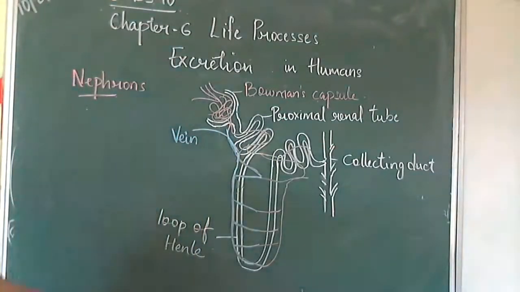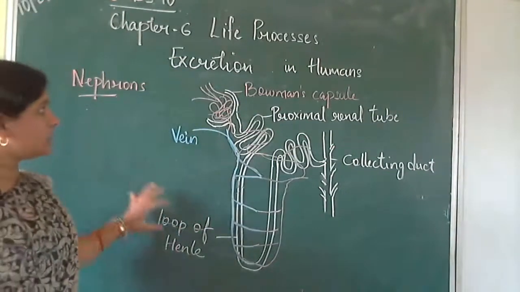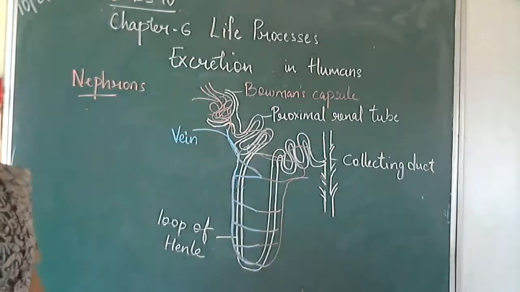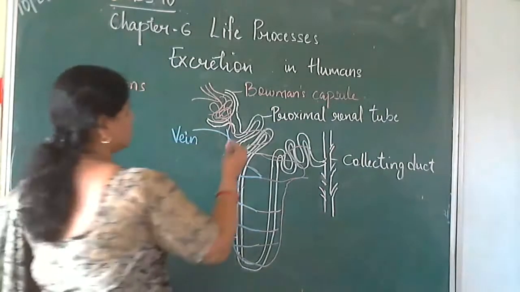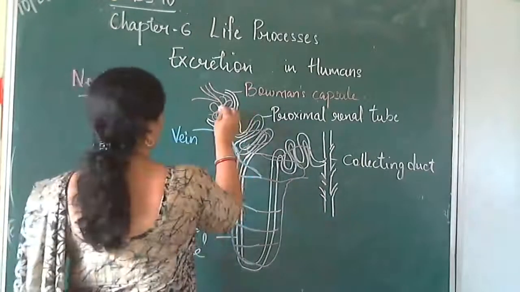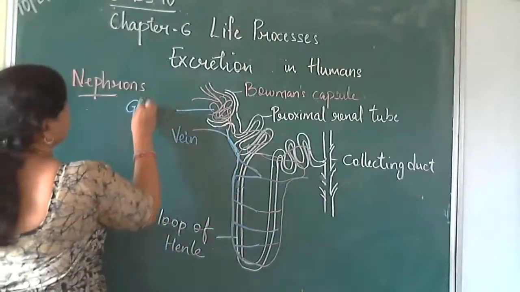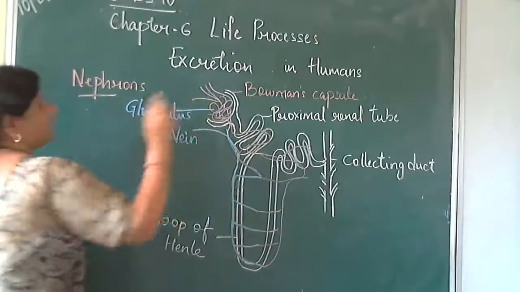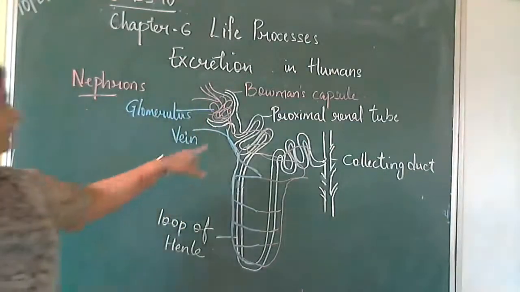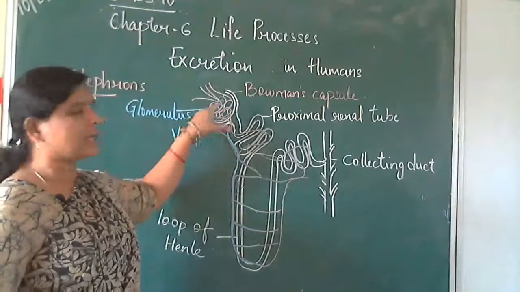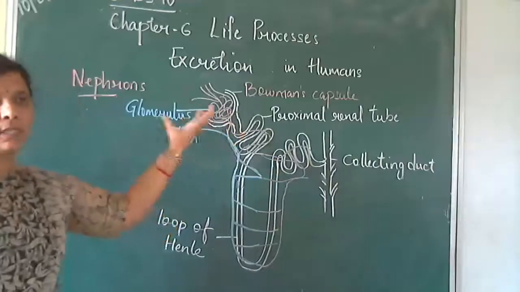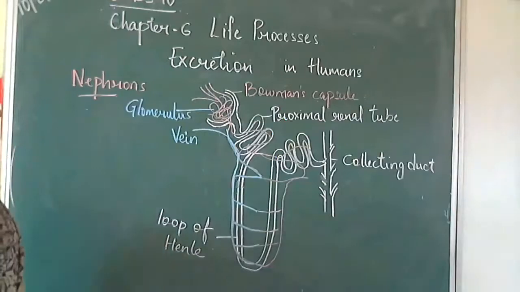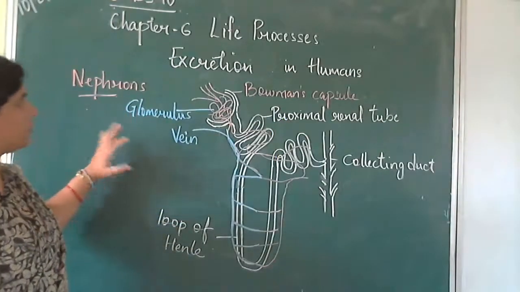Okay, so the structure of nephron, what does it have? It has Bowman's capsule, and we call this as glomerulus. What is this glomerulus? It is the network of capillaries. Glomerulus is the network of capillaries. This part is the Bowman's capsule which holds the network of capillaries. Okay, understood? So this is the structure of nephron.